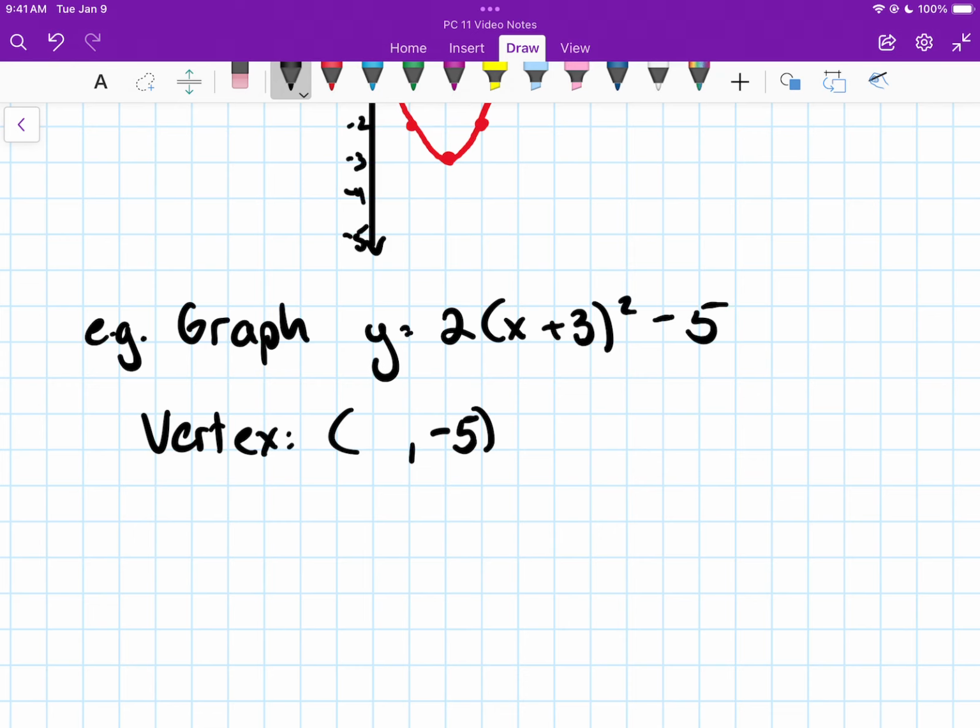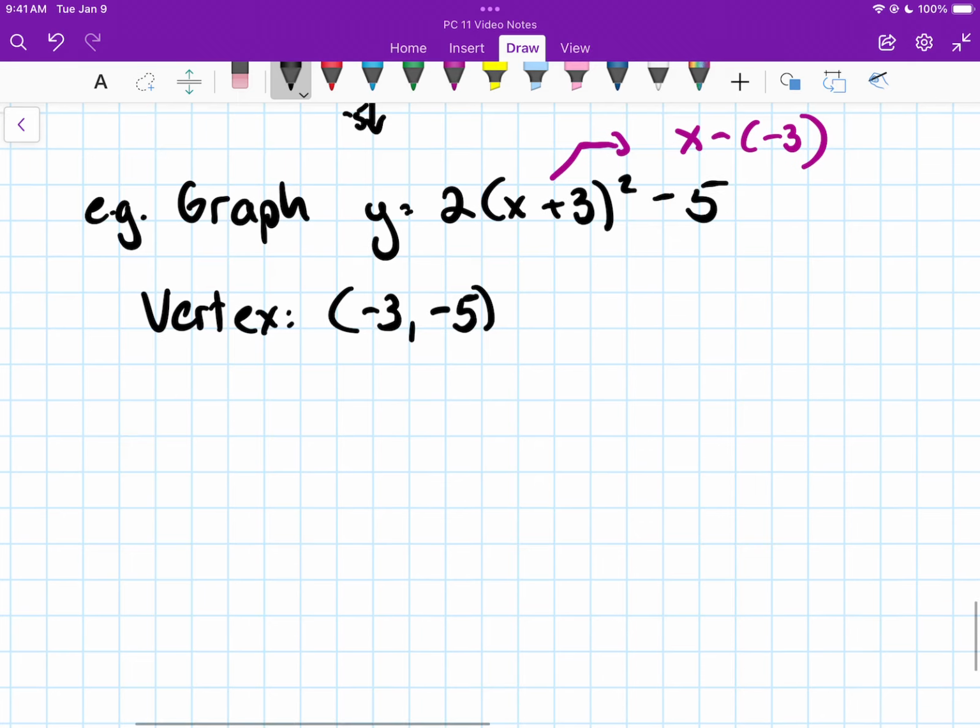Is it +3 or is it -3? So the key to remember is it is the opposite of what it looks like. This is not x plus 3. This is x minus -3. So our vertex is at -3, -5. So then we're going to go to our table of values.